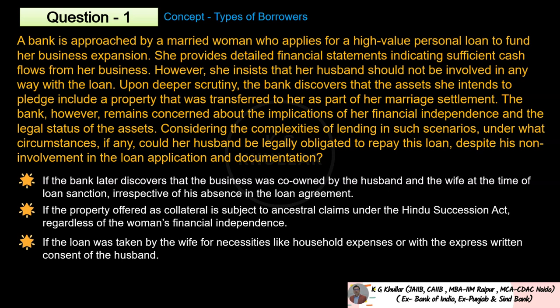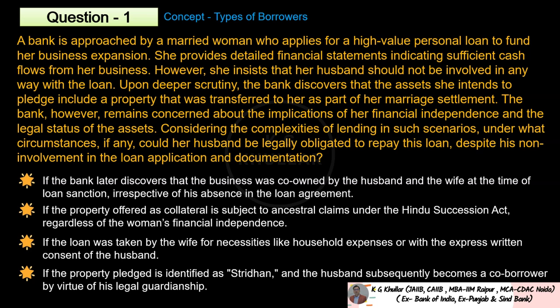Then third option is, if the loan was taken by the wife for necessities like household expenses or with the express written consent of the husband. And last option D is, if the property pledged is identified as Stridhan and the husband subsequently becomes a co-borrower by virtue of his legal guardianship. Friends, I hope the question is clear to you.